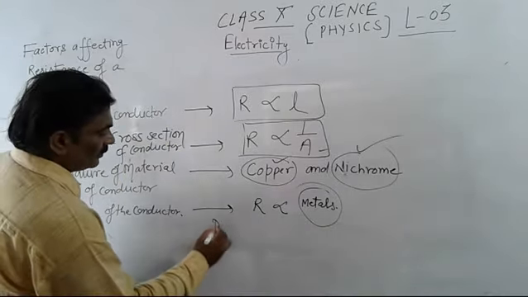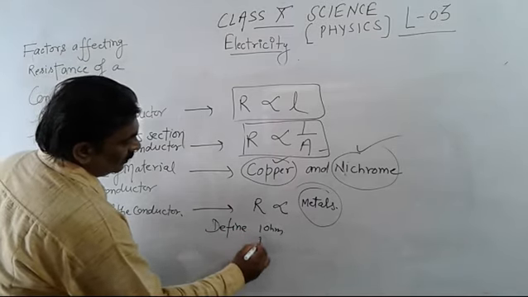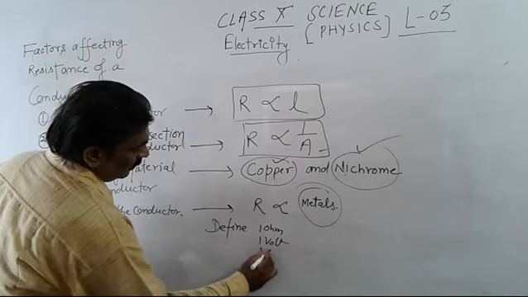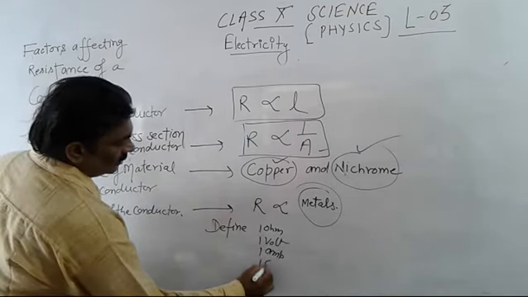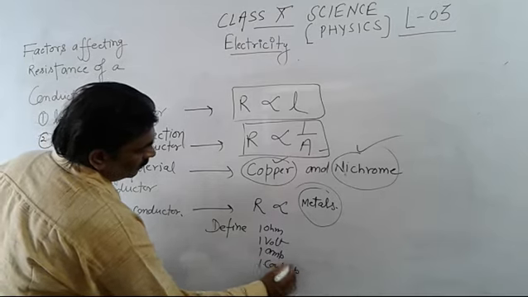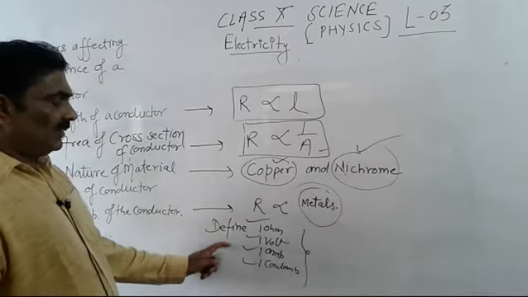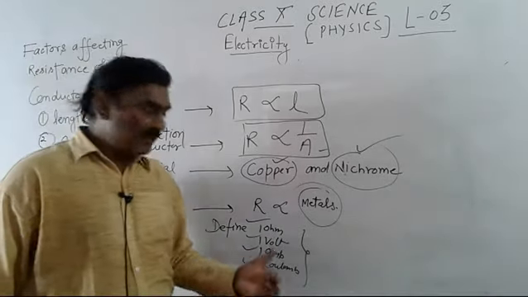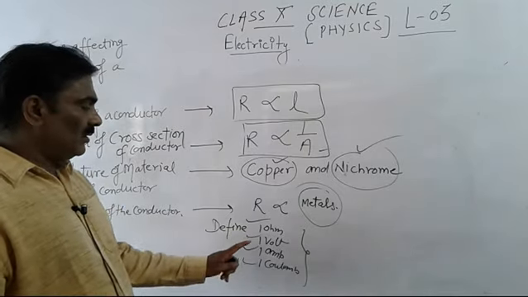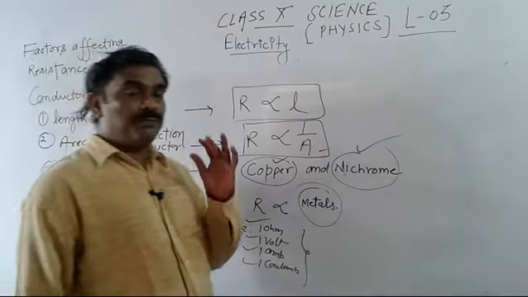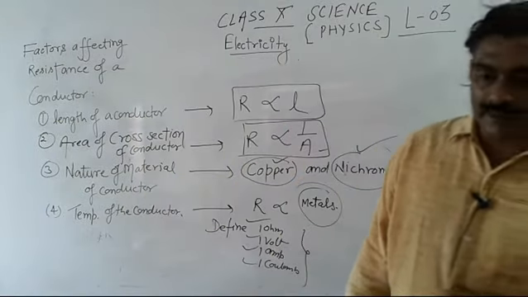And now in your book there are some definitions given, for example, 1 ohm, 1 volt, 1 ampere, and 1 coulomb. So these are the defined terms. Please see the book and write the definitions from your book and learn. 1 ohm, 1 volt, 1 ampere and 1 coulomb. There are 4 important definitions you have to write and learn.